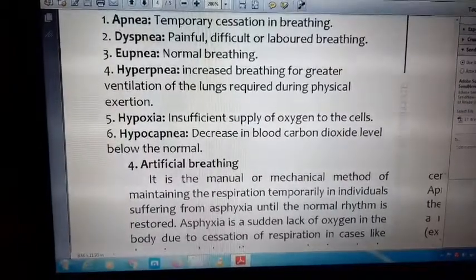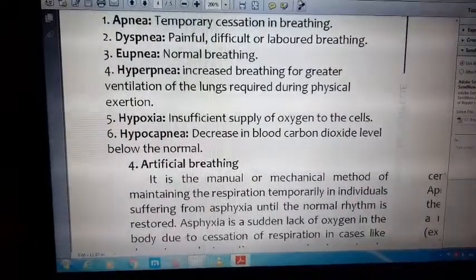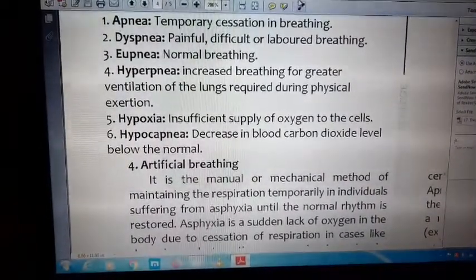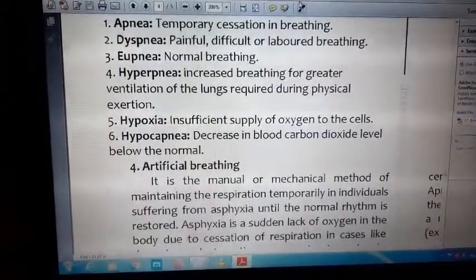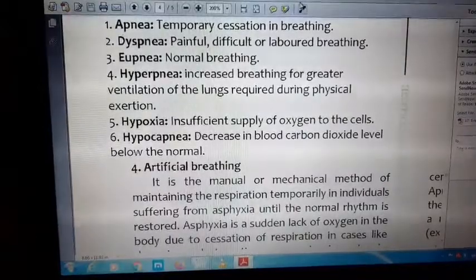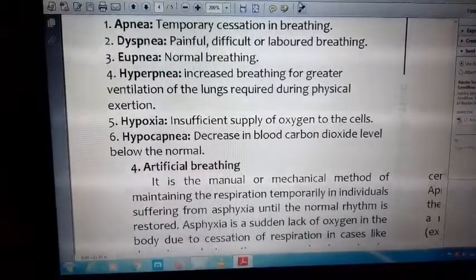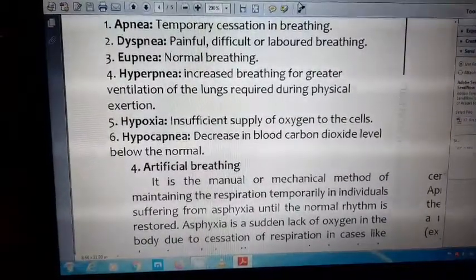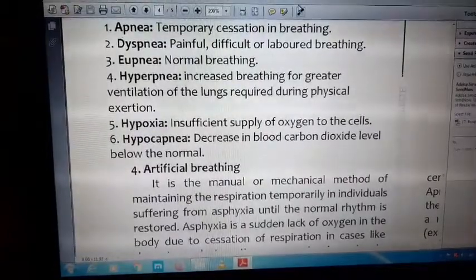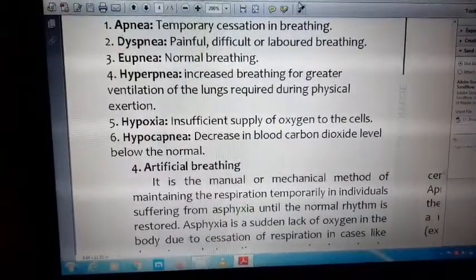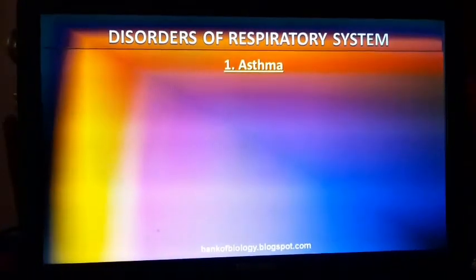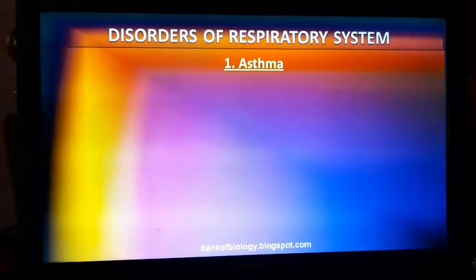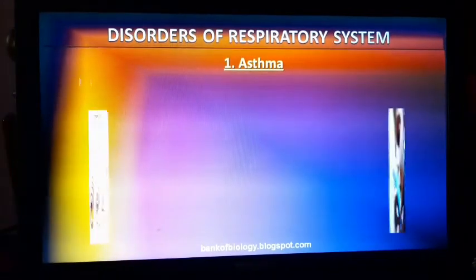Artificial breathing is a manual or mechanical method of maintaining respiration temporarily in individuals suffering from asphyxia until the normal rhythm returns. Asphyxia refers to a sudden lack of oxygen in the body due to cessation of respiration in certain patients like asthmatic patients. In the last part, we are going to study the disorders of the respiratory system. In the disorders, first we have asthma.